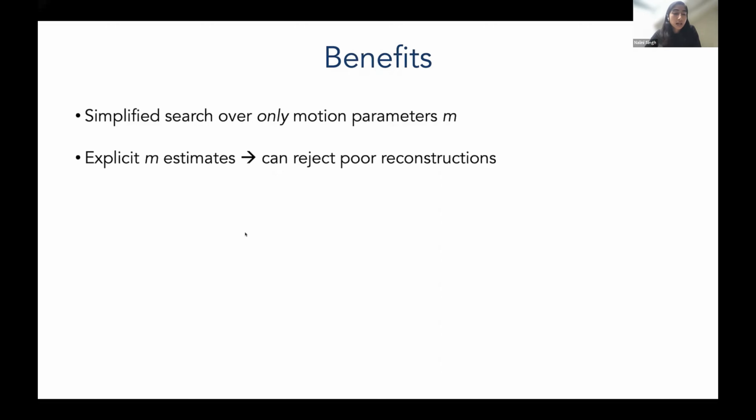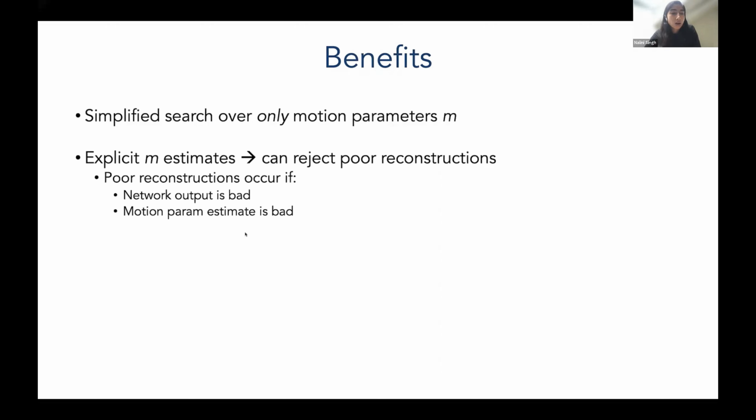So two reasons that you might get poor reconstructions are, first, you might have good estimates of the motion parameters, but your network produces a bad reconstruction, or you might just have bad estimates of the motion parameters. In either case, this data consistency loss will be high, and you can use that as a signal that you should reject the reconstruction which you've generated.